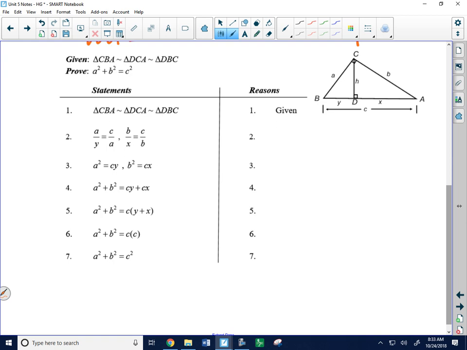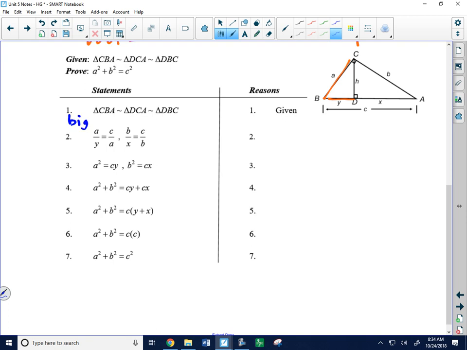I've labeled this; we'll see later in the year when I give you the example that the state gave. They didn't label it H and Y, they just left it as BD, and you call this CD. I called them H, Y, X just to make it a little bit easier. So the triangles are similar, and so I'm going to do proportions. Here's the first one, the ratio A over Y.